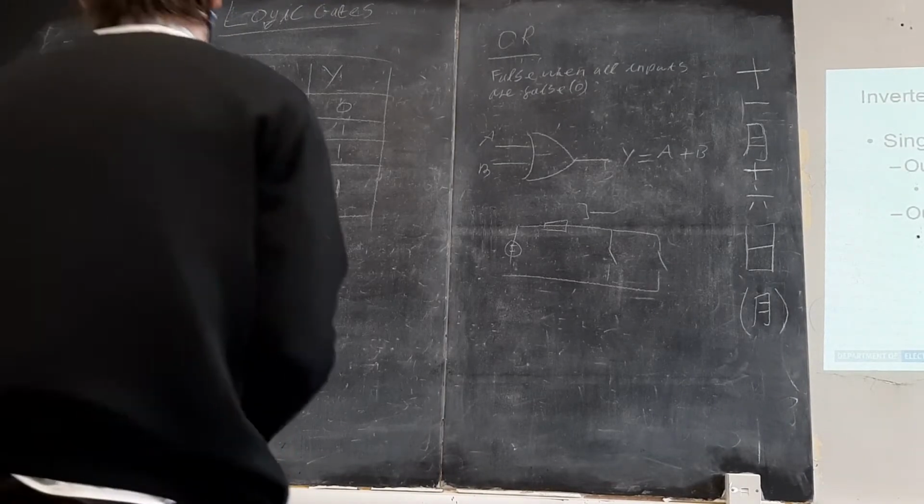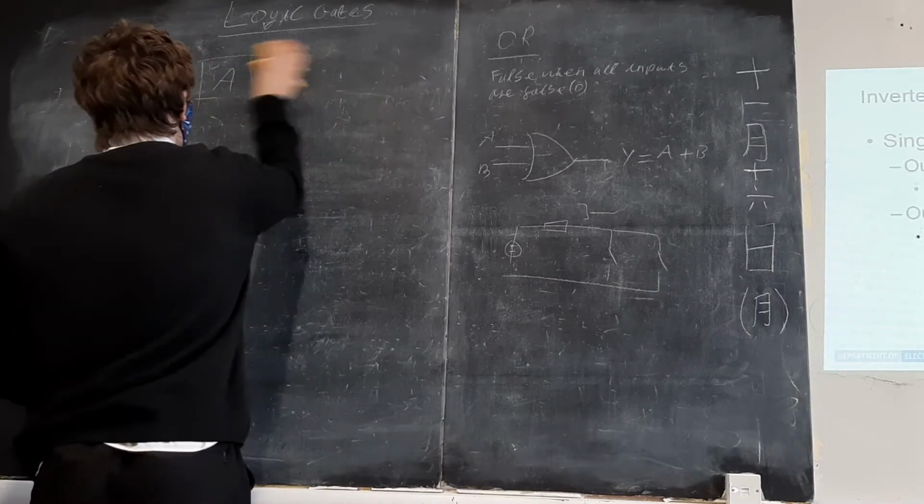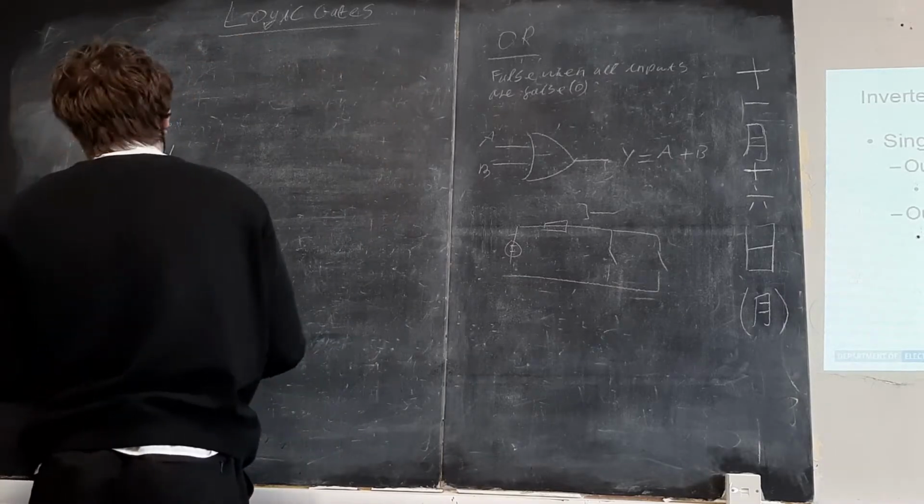Then we have NOT gates, which are also known as inverters. And they only take one input. So their truth table looks slightly different.